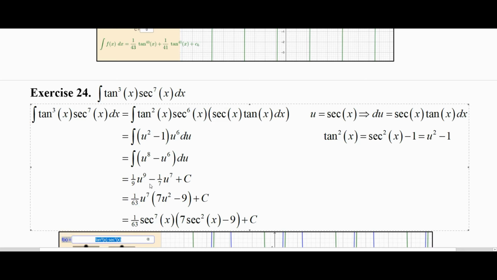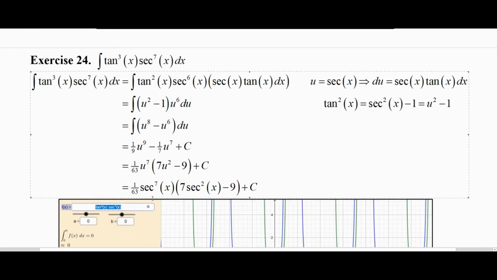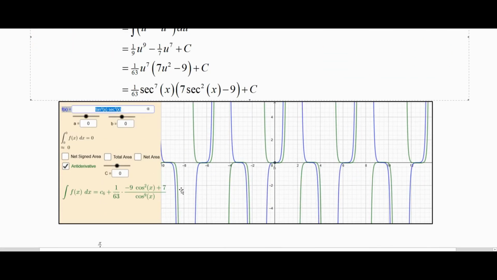Here the u to the 7th cancels all together. This time the 7 cancels and we're left with a 9. So it's negative 9 there. And then plug back in secant of x. So one way to write it is 1 over 63 secant to the 7th of x, parentheses 7 secant square of x minus 9, close parentheses, plus c. Of course, there are other ways to write this in terms of cosine or some other trig identities we can apply, but that's a good version for the answer there.